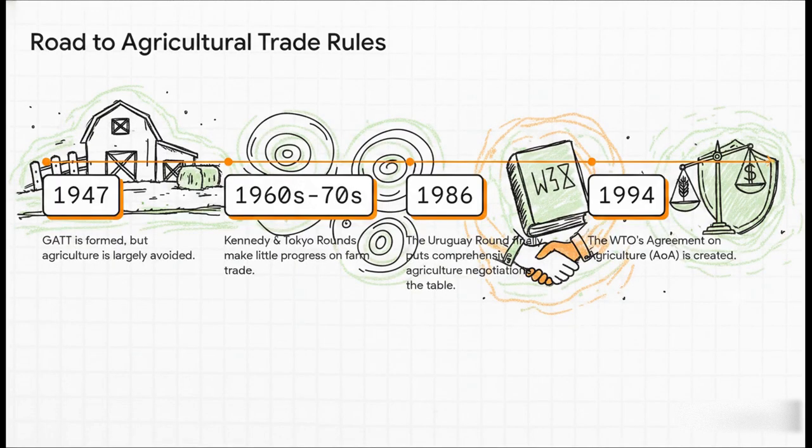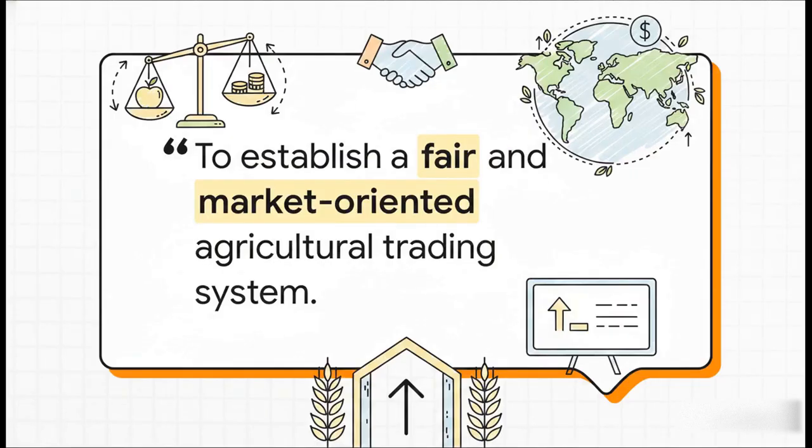For decades, farming was basically the Wild West of trade. Then the Uruguay Round put it on the table. The official goal was simple: make agricultural trade fair and market-oriented for everyone involved.